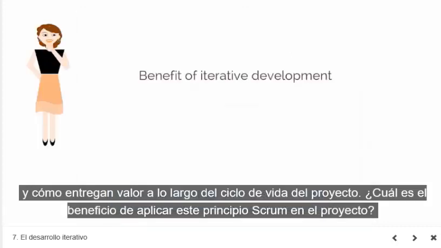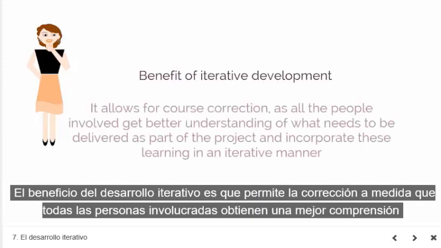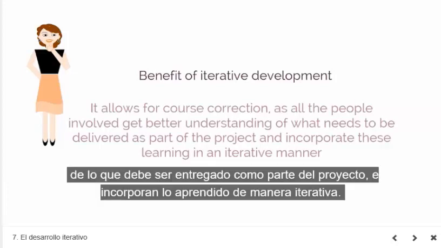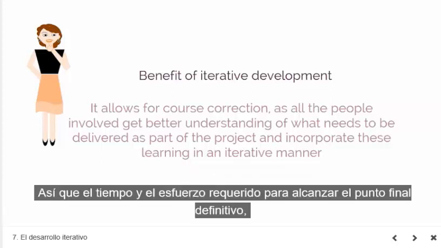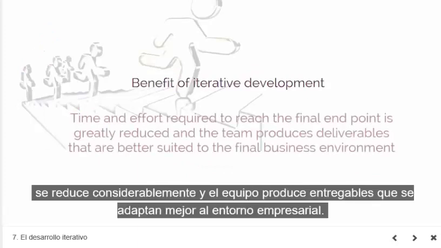So what's the benefit of applying this Scrum principle to the project? The benefit of iterative development is that it allows for course correction as all the people involved get a better understanding of what needs to be delivered as part of the project and incorporate these learnings in an iterative manner. Thus, the time and effort required to reach the final endpoint is greatly reduced, and the team produces deliverables that are better suited to the final business environment.